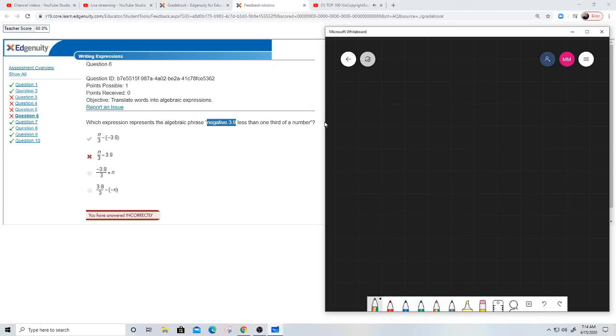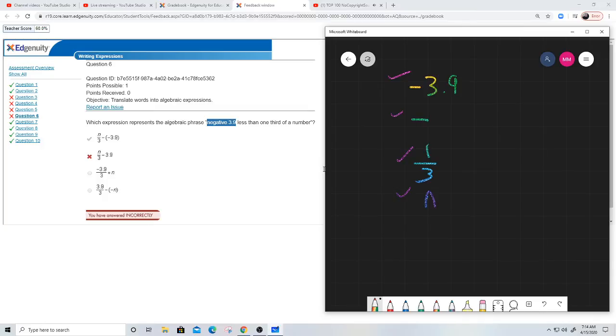Anyway, so if you have a negative 3.9, right? Let me just write down everything. All right, and then we have less than. That means we're going to have a subtraction symbol, right? And then we have 1/3. And then it says of a number, which means we've got, oh, they're using in, so let's use in. So notice that we've got 1, 2, 3, 4 things in here, right?